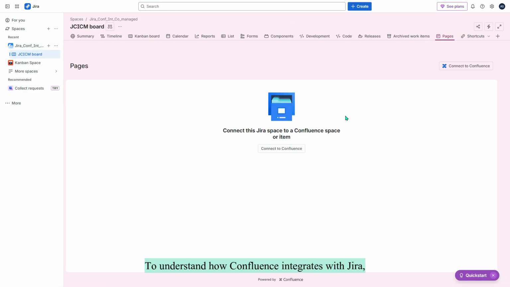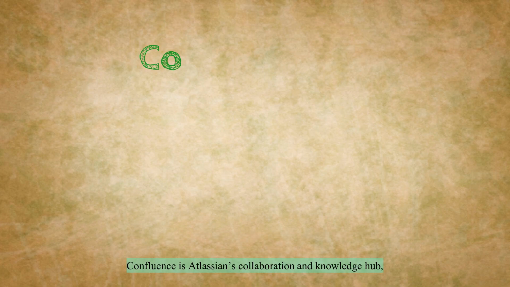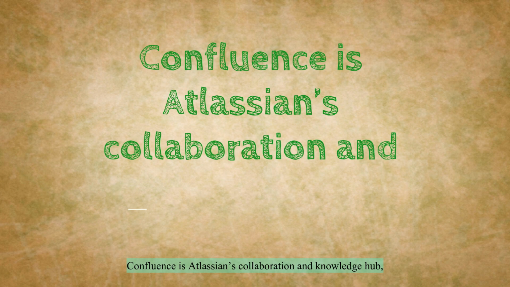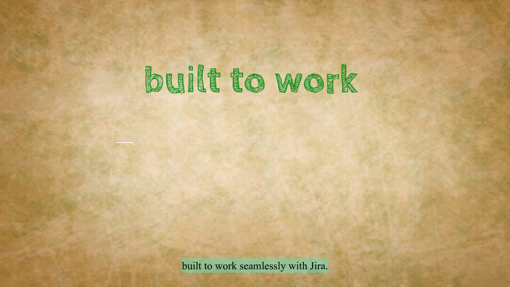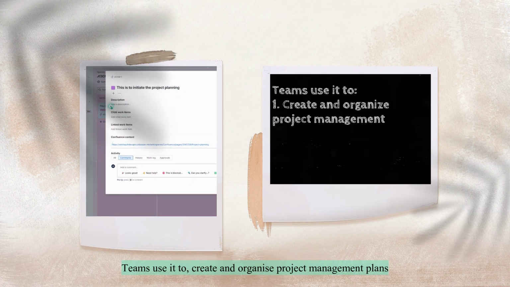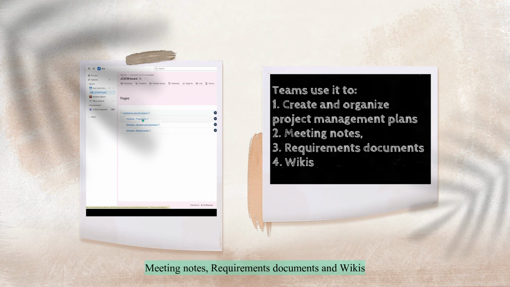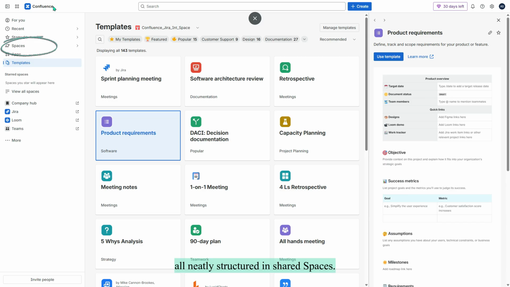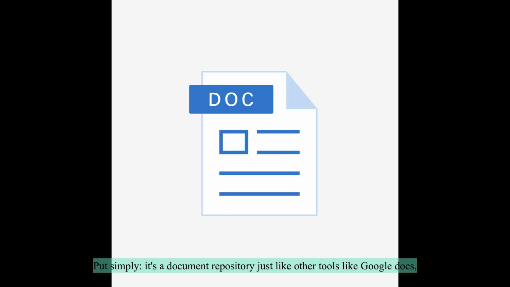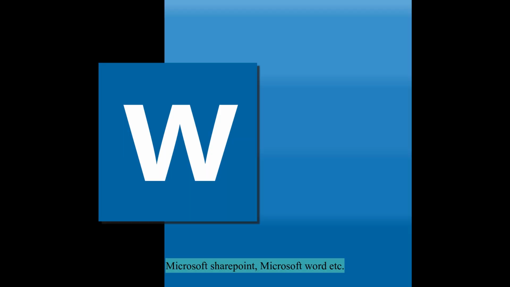To understand how Confluence integrates with Jira, we must first define what Confluence is. Confluence is Atlassian's collaboration and knowledge hub, built to work seamlessly with Jira. Teams use it to create and organize project management plans, meeting notes, requirements documents, and wikis, all neatly structured in shared spaces. Put simply, it's a document repository just like other tools like Google Docs, Microsoft SharePoint, Microsoft Word, etc.